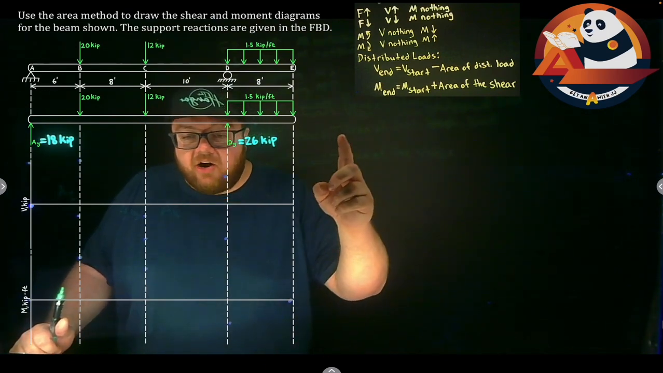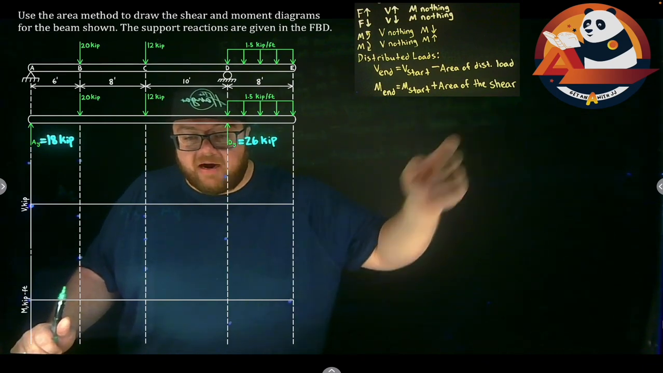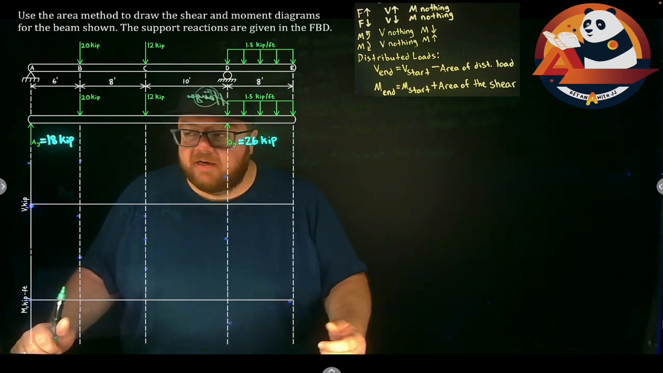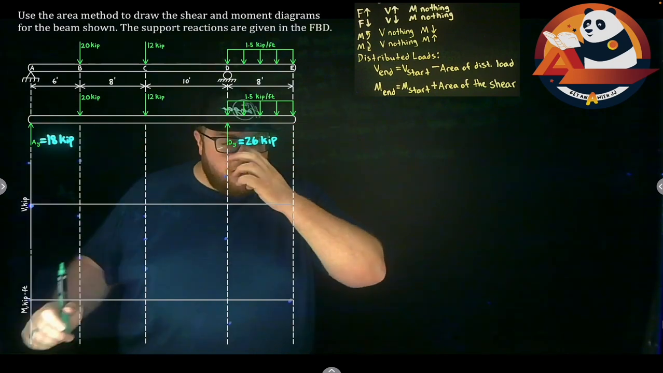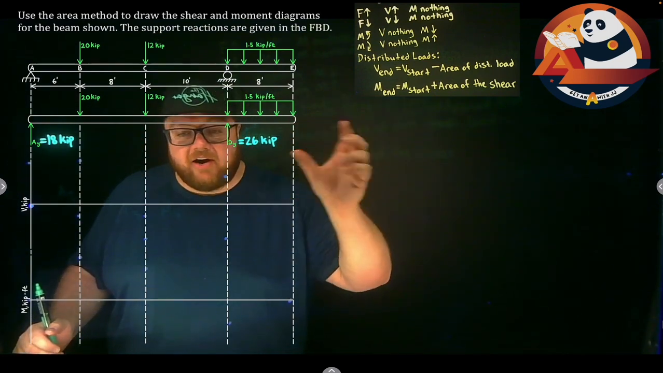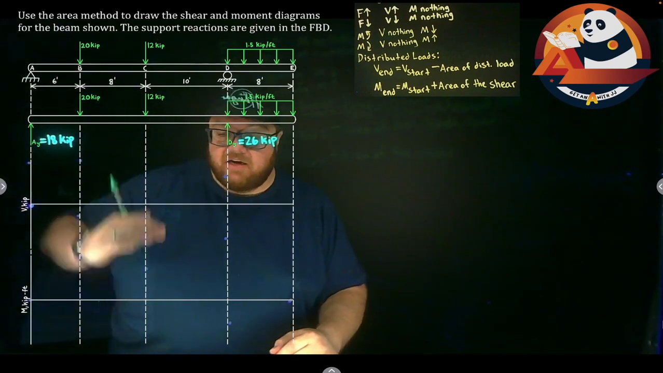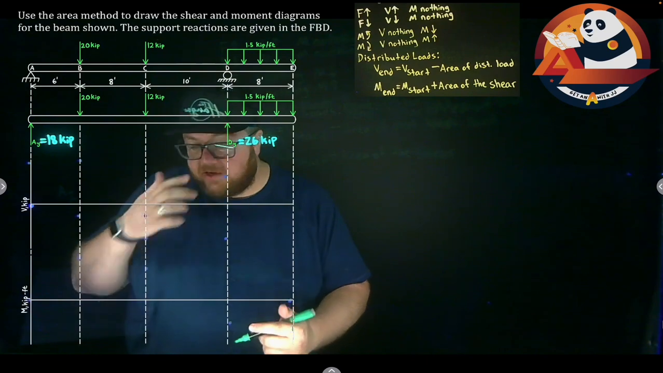And then for distributed loads, our shear at the end of our distributed load is our shear at the beginning minus the area of our distributed load. We can use that area of our distributed loads to work with our moments. The moment at the end of a distributed load area is our moment at the start plus the area of the shear. We basically are looking at the areas one graph above where we're currently working.